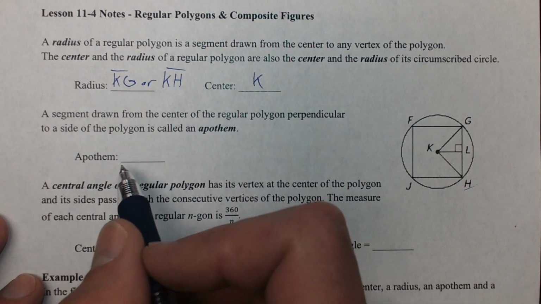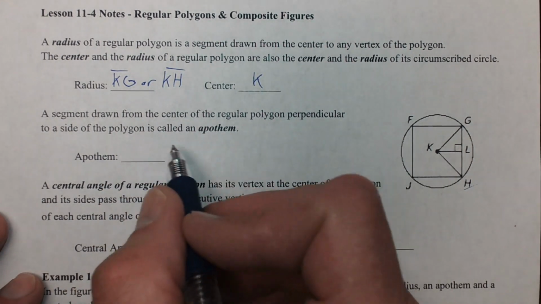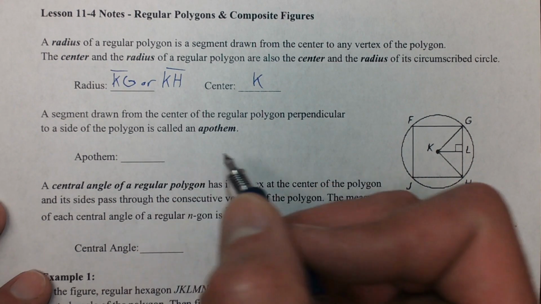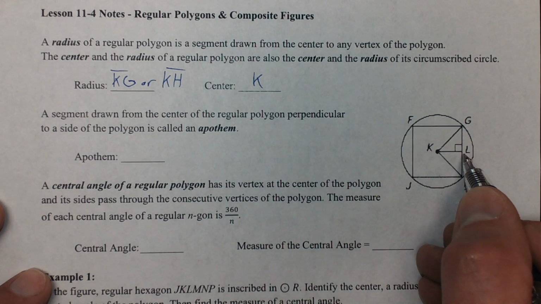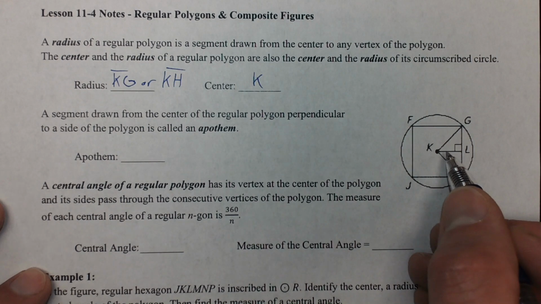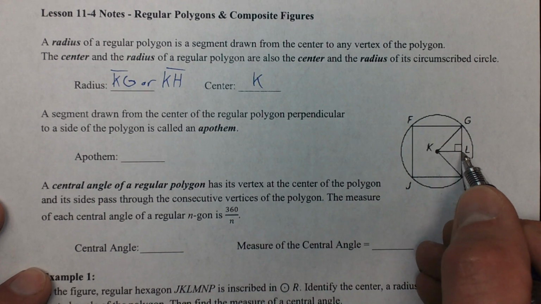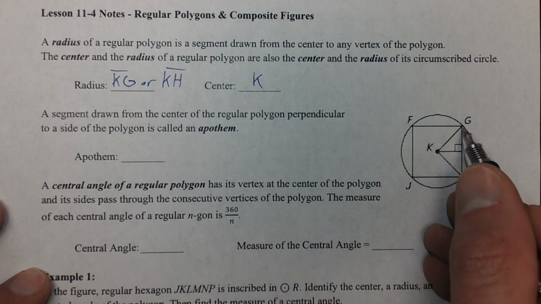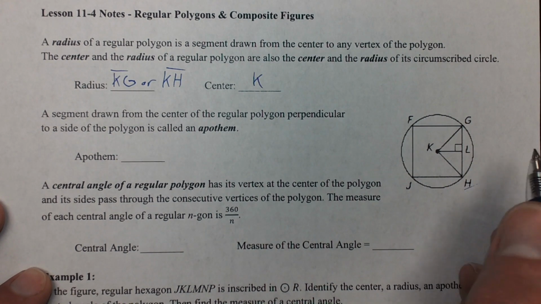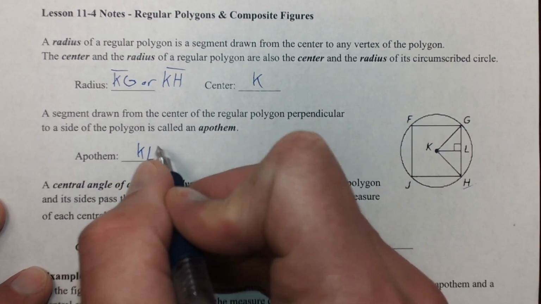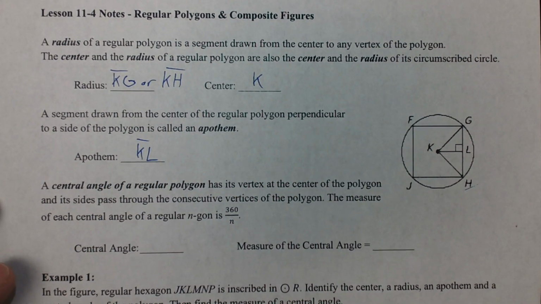Okay, so here's one more word that we need to talk about. An apothem is the segment drawn from the very center perpendicular to one side of the regular polygon. So you're going to draw from the center to one of the sides. In this case, KL is my apothem, and it is an apothem because it is drawn perpendicular to the side GH of the square. So segment KL is our example of the apothem. And we're going to use that apothem quite a bit in this lesson, just so you know.